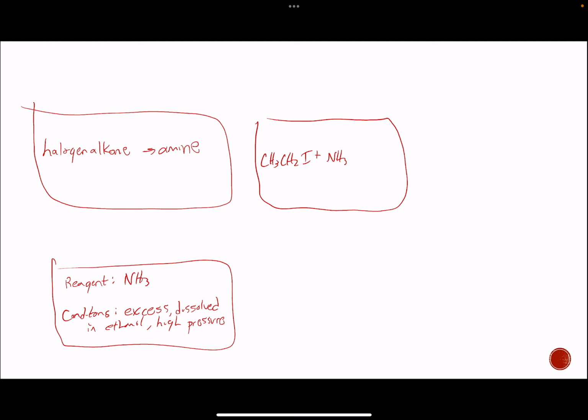And then that would be my front. And then my back would be CH3, CH2, NH2, and HI. Because you remember, it goes from NH3 down to NH2, and the hydrogen joins with the iodine leaving group. Those would be the 2 flashcards that I would create for this reaction. You can create more flashcards if you like.